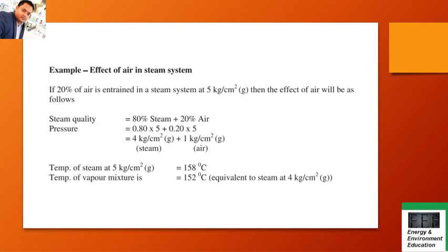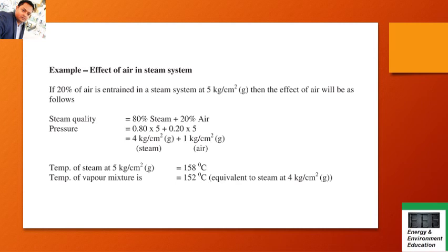So if 20% of air is entrained in a steam system at 5 kg per centimeter square, then the effect of air will be as follows. The steam quality is like, suppose 80% steam is there and 20% air is there. So with this there will be an impact on the pressure, you can see here. The calculation: 80% steam, so 0.80 into 5, plus 20% air, so 0.20 into 5. You get 4 kg per centimeter square plus 1 kg per centimeter square.